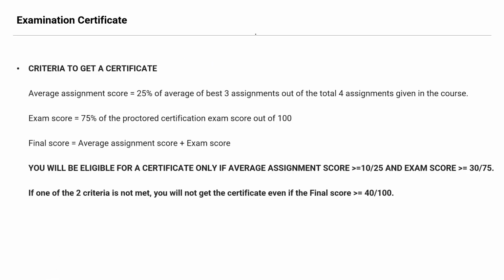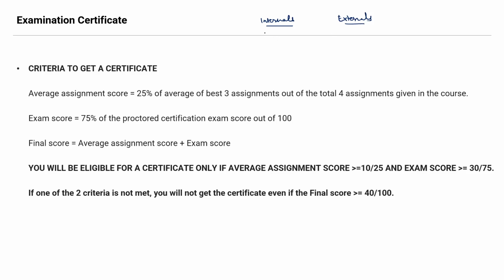Okay. Now, criteria to get a certificate. Just like your semester examinations, if you have gone through, there are two major components. One is the internals and the other is externals. By internal, what we mean is your internal assessments. By external, we mean when you are opting for your final examination.